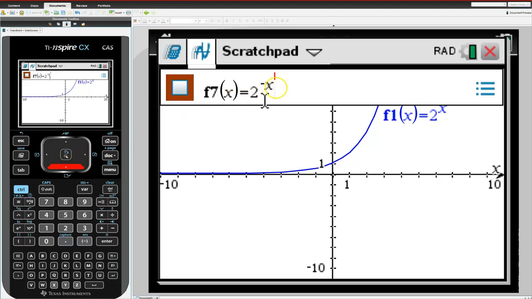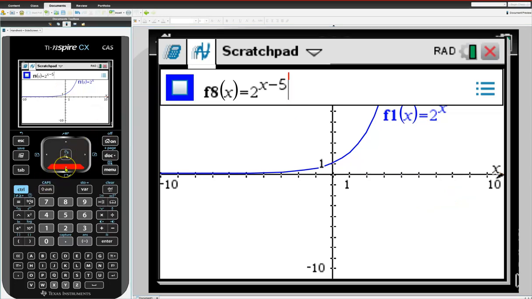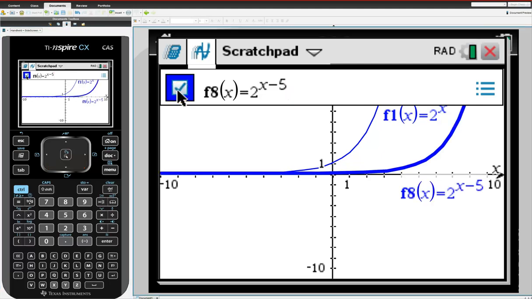Now we have the negative in front of the x exponent, and we would expect it to do what according to your notes? A reflection off of the y-axis. The next one is x minus c, right? So this is not negative 5. After the minus is the c. C is 5, so it's going to go 5 units to the right. It shifted 5 to the right.